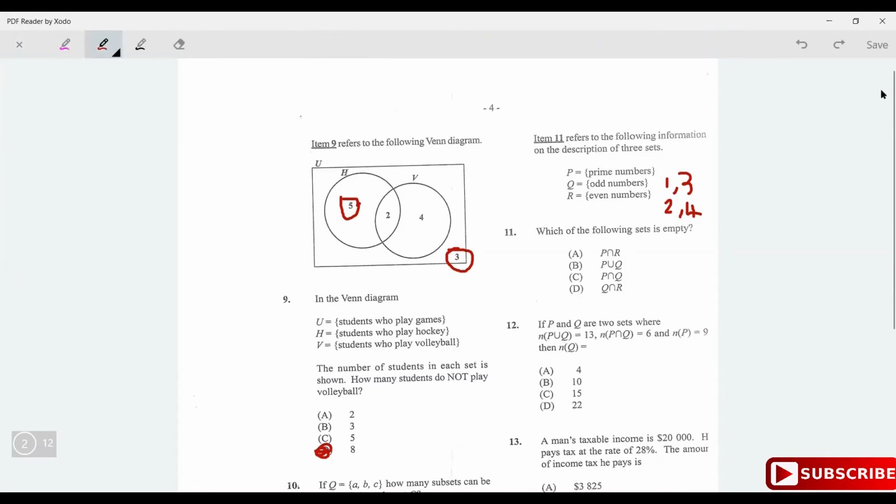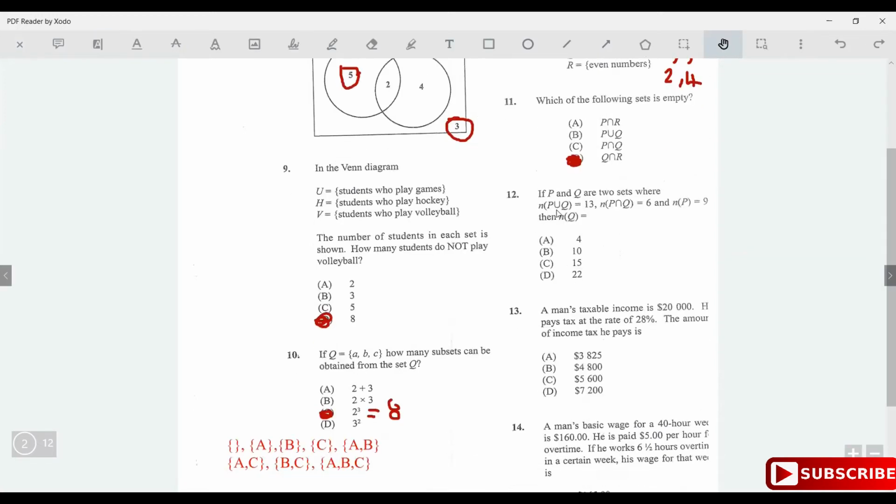All right. Now, if P and Q are 2 sets, where the number of elements in P union Q is 13, number of elements in P intersect Q is 6, number of elements in P is 9, and the number of elements in Q is, well, there's a formula to determine this.